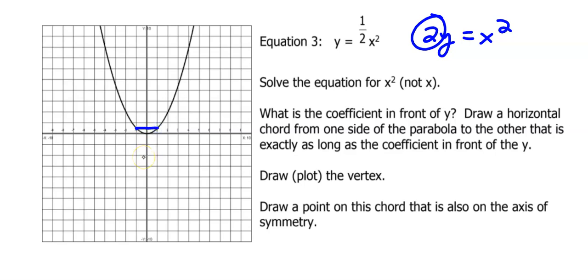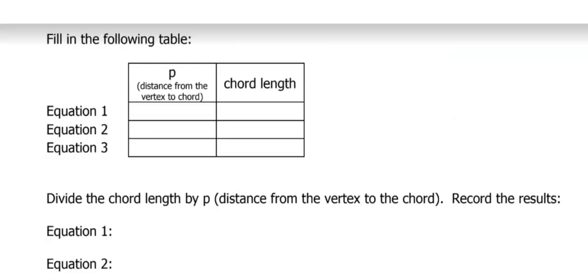We're going to draw our horizontal line and then put your vertex on it. And then a point right there in the middle of that chord. So it wants you to do this. It wants you to have the distance from the vertex to the chord and the chord length on these equations.